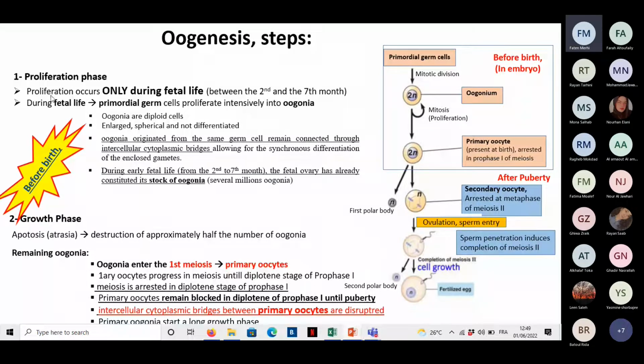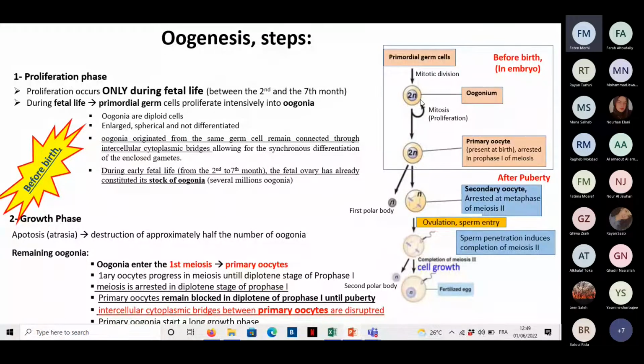Now, during the proliferation phase, the oogonia, as we said, proliferate. They are diploid cells. They are enlarged, spherical, round-shaped cells, and they are not differentiated. So they are stem cells. They are the most immature cells at the origin of the other germ cells.